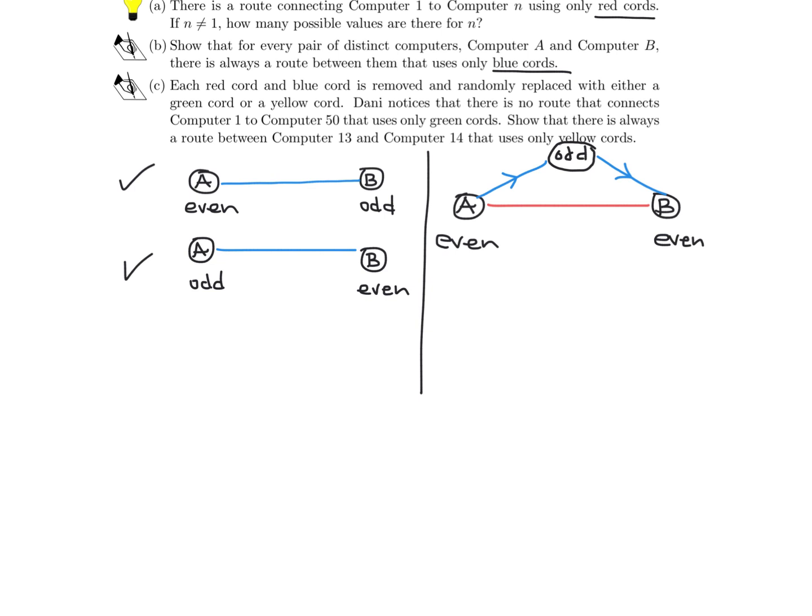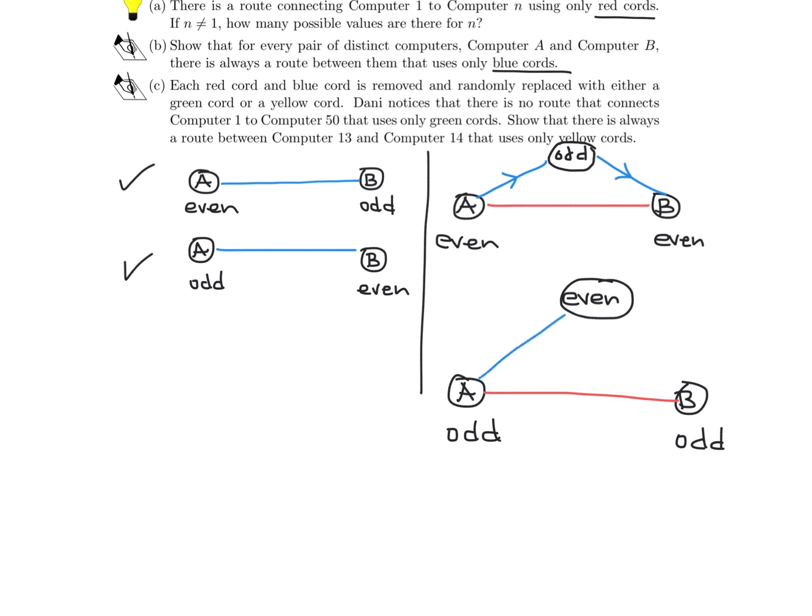And then our final scenario would be odd and odd. So I have A and B again, and they're odd and odd. And since they're the same parity, they're connected to each other with red. But you can always find a computer that is even, and therefore it would be connected to the odd with a blue and connected to the other odd with a blue. So there you go. Again, A and B could be connected in a route via this even number with blue cords.